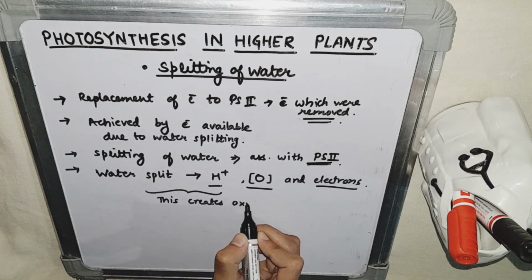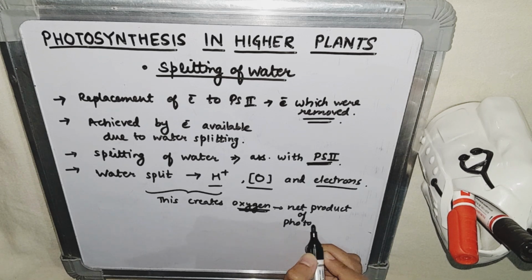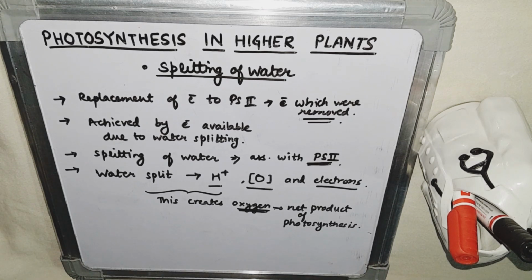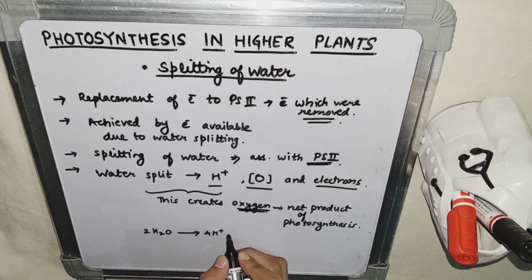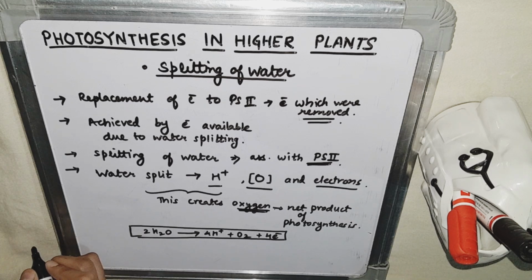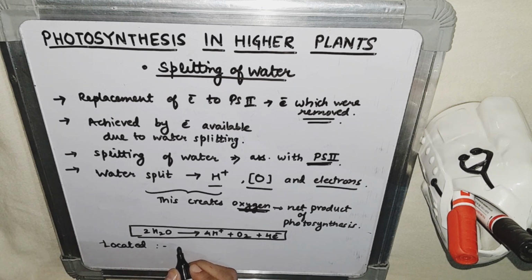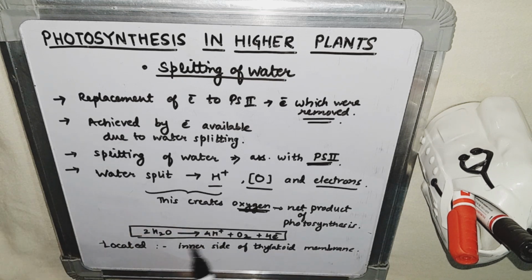This splitting of water creates oxygen. This oxygen is the net product of photosynthesis. So the splitting of water reaction is 2H2O getting converted into 4H plus ions plus O2 plus 4 electrons. It is located on the inner side of the thylakoid membrane where this water splitting takes place.